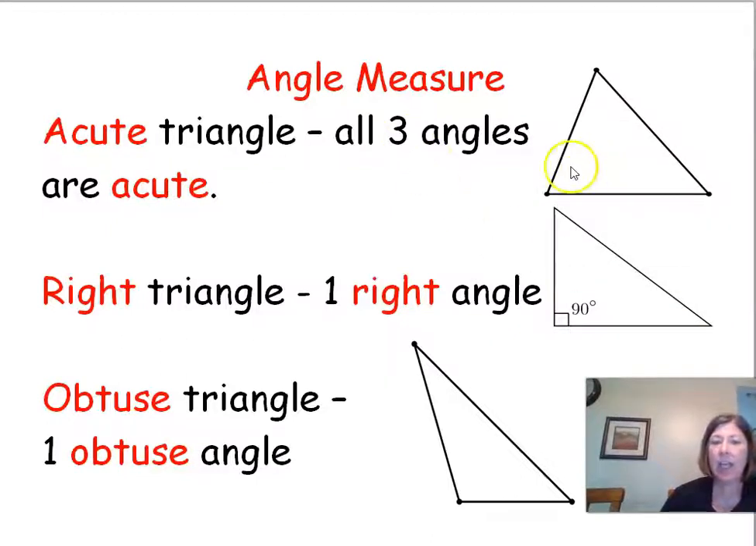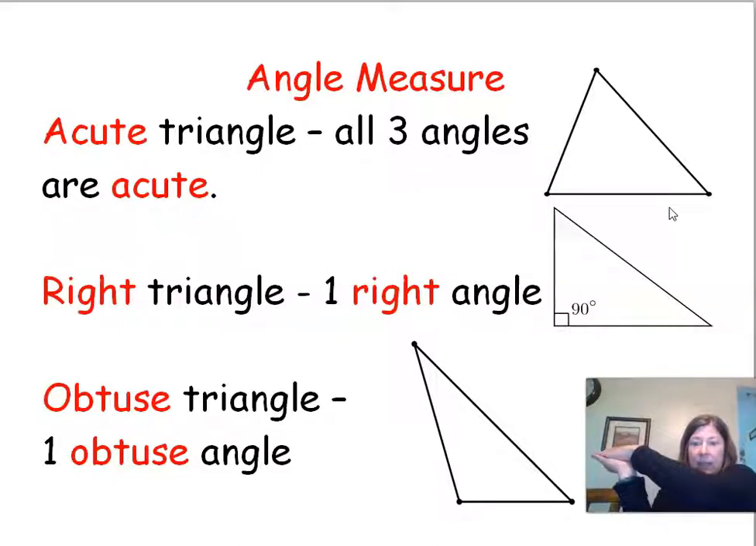Here I have an acute triangle. All three angles are small. They are less than 90 degrees. Okay? Kind of like they're being maybe about here, maybe about here, maybe about here. Definitely not here because that's right. No, it's smaller than.